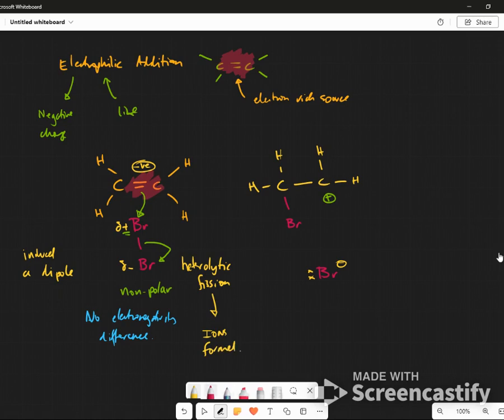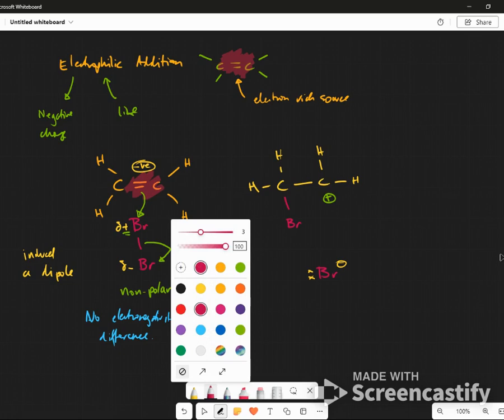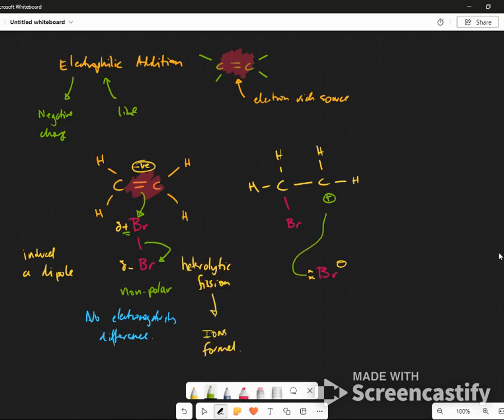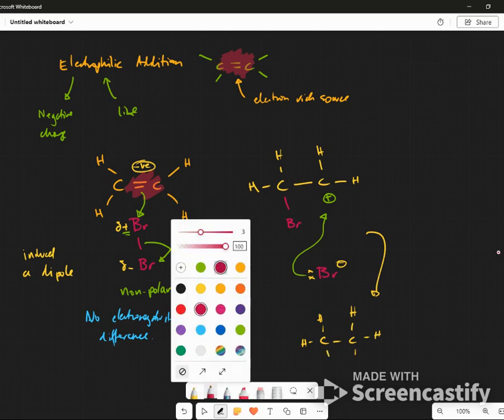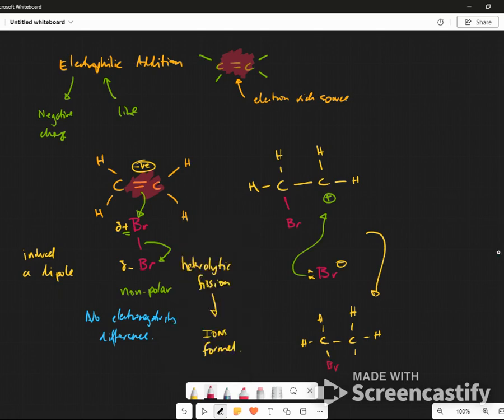Okay, so now what's the last part of the dance? Well, the last part of the dance is these electrons go and attack that positive center, and we end up with our product. Oops, that's wrong, isn't it? That should be a bromine. But there you go. And we get one bromine there, one bromine there. And it adds across the double bond. Does that all make sense, Janet?